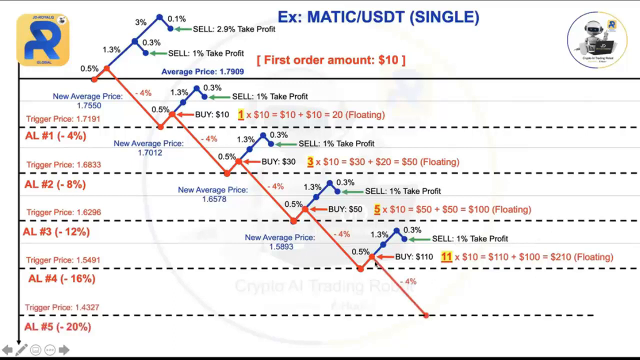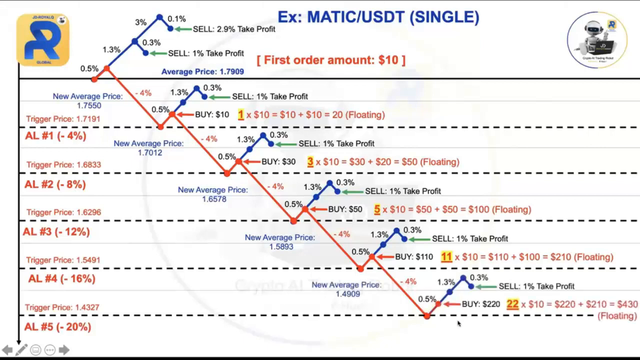And finally, if it further goes down by another 4%, that is a total market, okay, down by 20%. Can you see that? So now, what will happen here? It will now buy another 22 times of my first order. So that is multiplied by 22. That will be about 220. And I have an earlier total of 210. So cumulative of that, that will be $430 actually floating. Can you see that? So if the market closes at about 1.3%, I will profit 1% from 430.